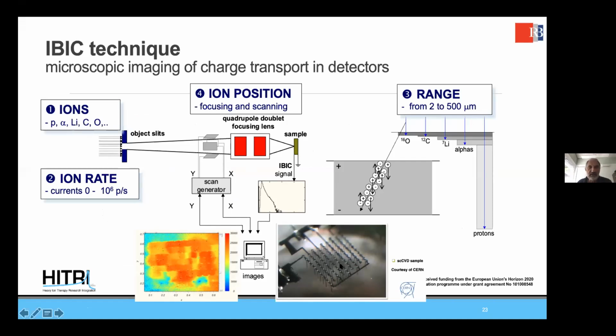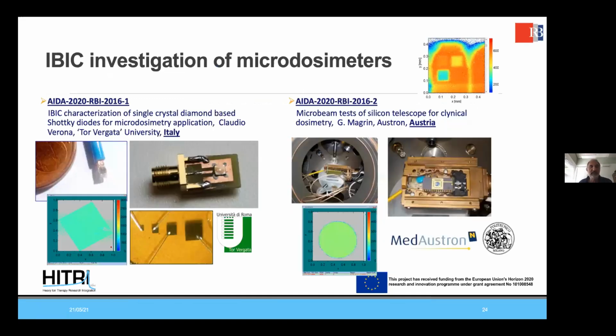Here is just one small example of a 3D diamond detector construction, which was developed at CERN. And this is the image of the response of this 3D diamond. Red dots mean high collection efficiency, blue and green mean bad collection efficiency. So this tool is interesting to study the detectors that are being developed and that can be characterized on the microscopic scale.